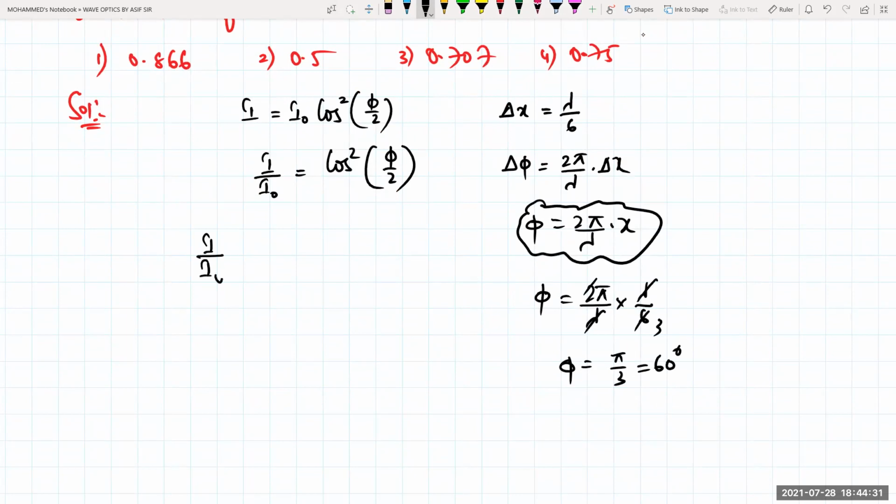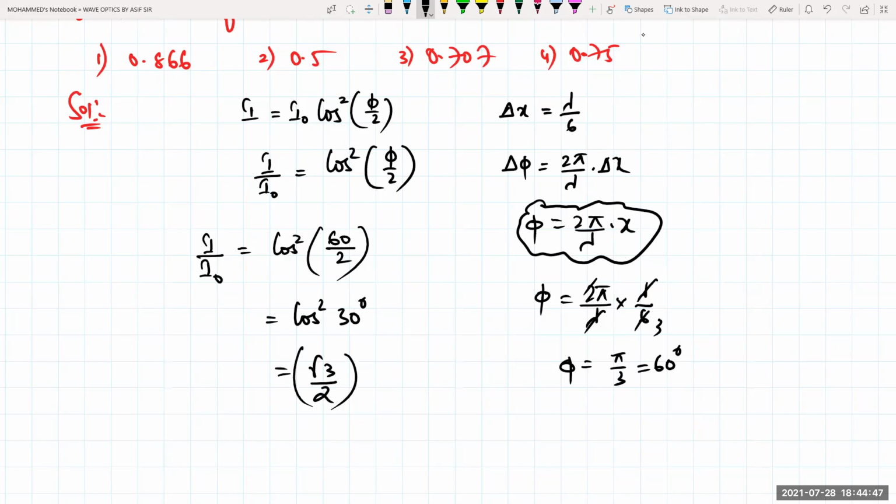So I by I naught is equal to cos square of phi by 2, where phi is 60. That means 60 divided by 2, which is cos square 30 degrees. Cos 30 is root 3 by 2, whole square. So root 3 by 2 whole square is 3 by 4.